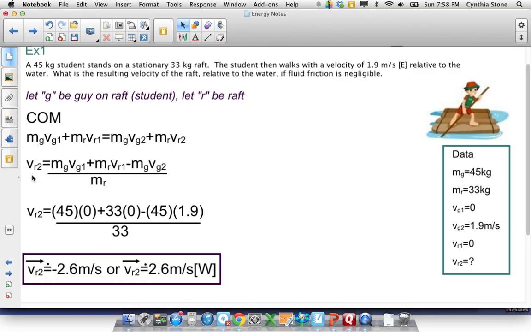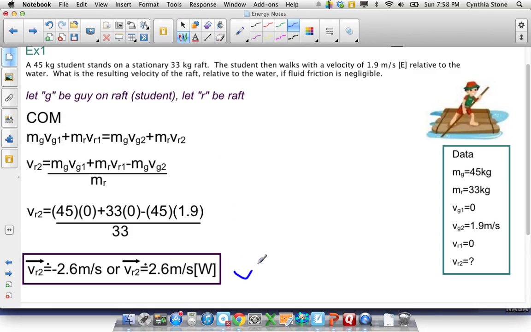Anyway, so isolating, we're looking for the velocity of the raft afterwards. That's the whole thing you're looking for, right? So you isolate VR2. The initial velocity of the whole system, right? The raft is stationary. He's standing, so he's stationary. So everything at the beginning is actually 0. And then you just solve for VR2. Okay, so it's just rearranging that formula. And it's a reasonable number.